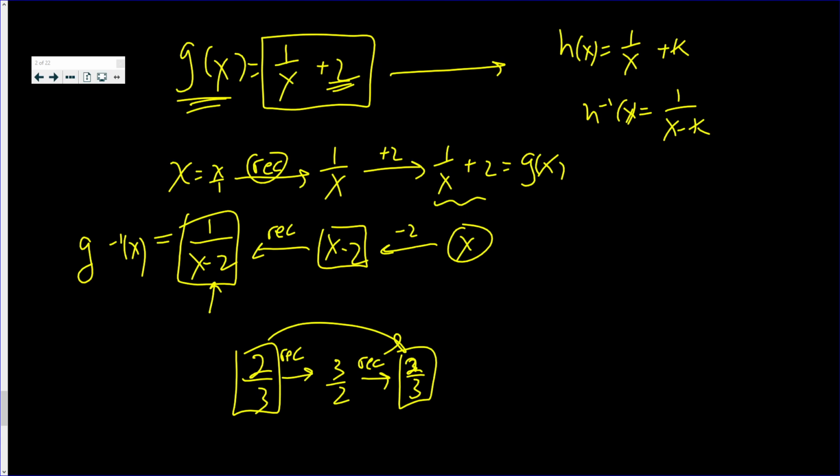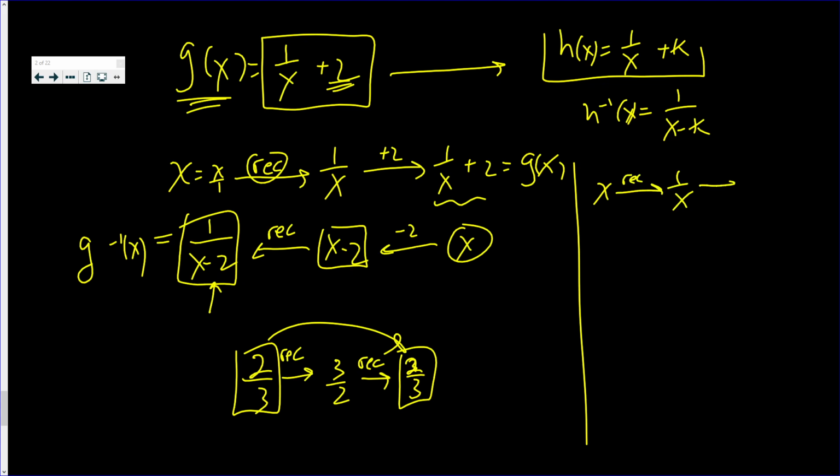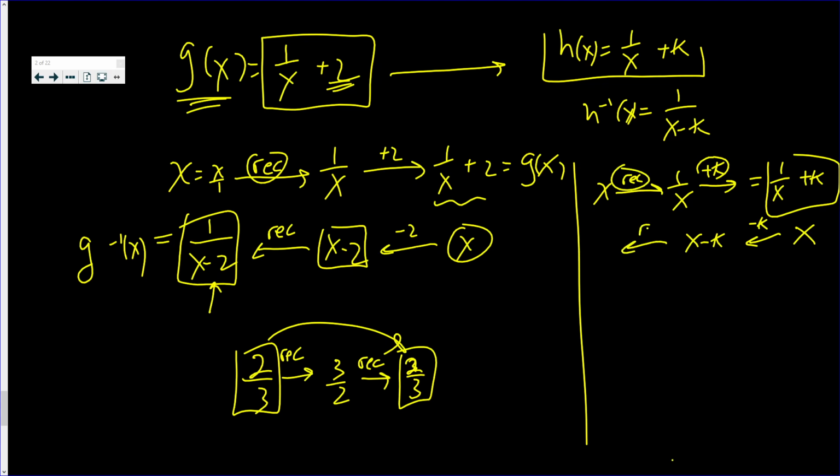Well, we can verify that, whether it's true or not. Let's compute h. You start with x, you take the reciprocal, and then you add k. This is 1 over x plus k. That's h. Now, let's call that x and undo it. First, instead of adding k, we take away k. So we get x minus k. And then to undo the reciprocal, we take the reciprocal.